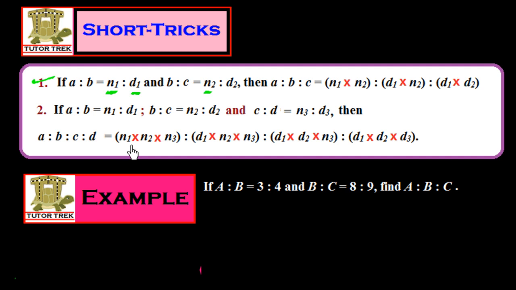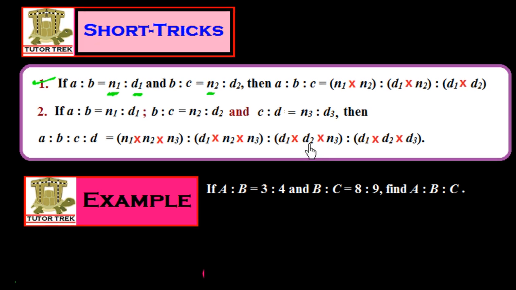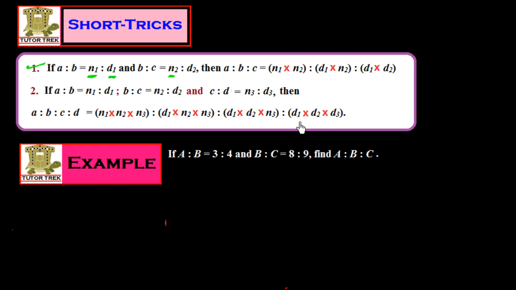First, in the first term we have to take the product of all the numerators n1, n2 and n3. In the second term we have to replace the first numerator with the first denominator, the others remain the same. In the third term we have to replace the second numerator with the second denominator, and finally in the fourth term we have to replace the third numerator with the third denominator. So it's very easy. Now we take one example.